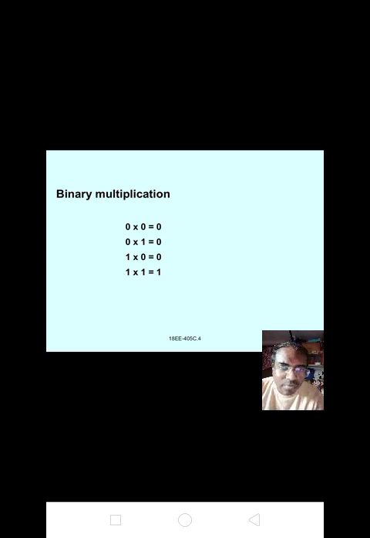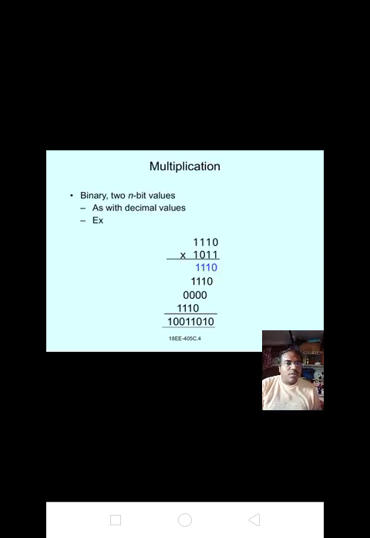Now, here we binary multiply two n-bit values, as with decimal numbers. I have given an example. First I will show you a small number, then we will go to a bigger number. 10 into 11. 1 into 0 is 0, 1 into 1 is 1, same as in our addition and multiplication. Now we are adding.